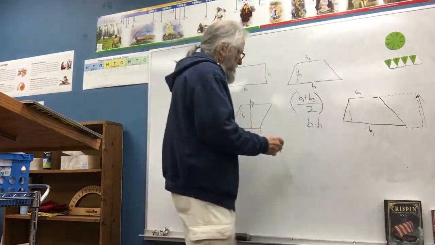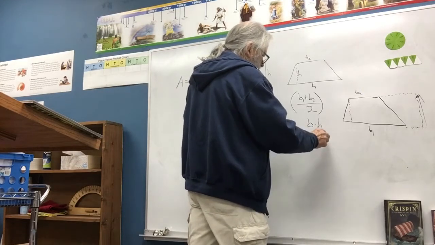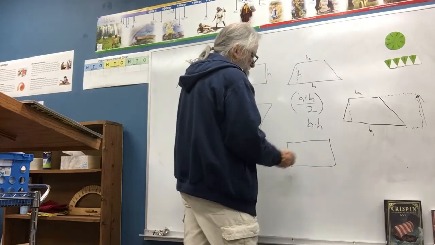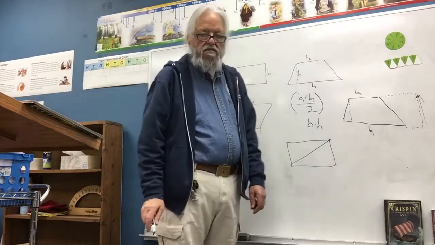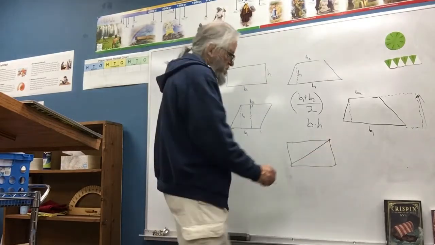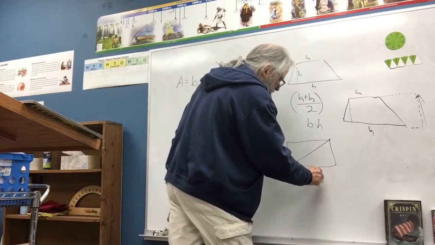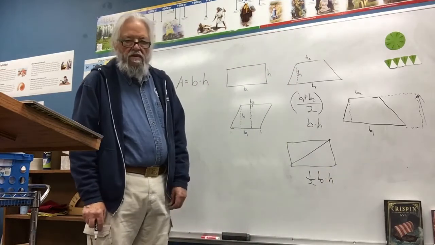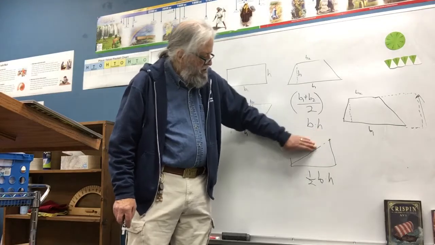And then, as we were talking about yesterday, a triangle. So a triangle is just half of a rectangle. So instead of taking base times the height, you're doing one half the base times the height. And that would be the area of the triangle.